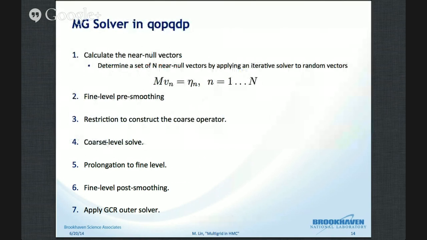So a lot of people have talked about this. The multigrid solver in QOP-QDP is fairly standard. First, you calculate the near-null vectors by basically using the iterative solver on a random vector zeta. And then you go through the fine level pre-smoothing, then restriction, and then the coarse level solve. Then you prolongate back to the fine level and do fine level post-smoothing. And we then apply GCR as an outer solver to the preconditioned operator.